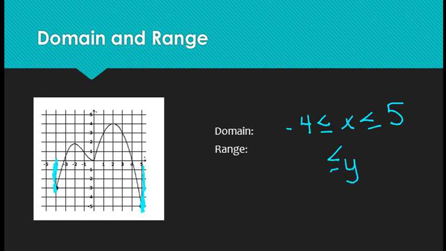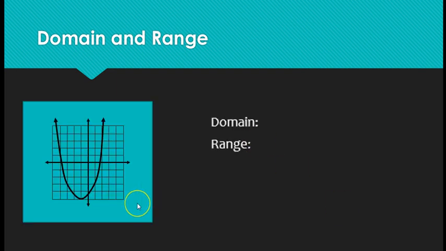We know our range is going to be talking about y values. The lowest y value is right down here where this point comes to, and that's -5. Then we go all the way up to the highest point. It's right there. It is +4. So there's our domain and range for this particular graph.